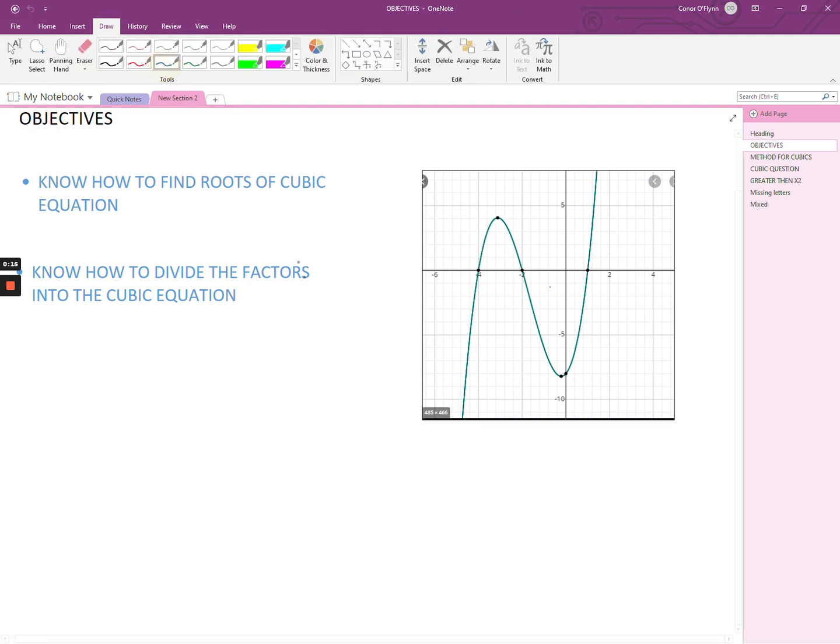When we say the root of a cubic equation, it's basically where it cuts the x-axis. A cubic equation generally cuts the x-axis at three points. So we'll have to find the roots, which in this case will be -4, -2, and let's say 1. We need to know how to find the roots, and we need to divide to get the roots. So we'll just explain it.